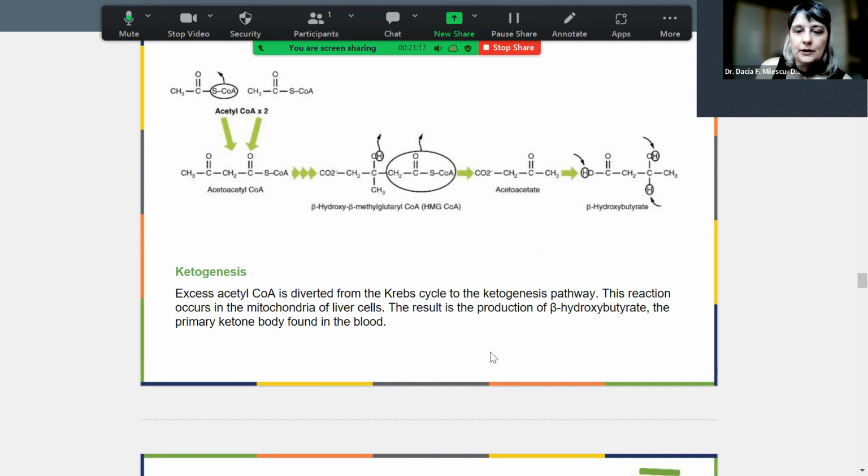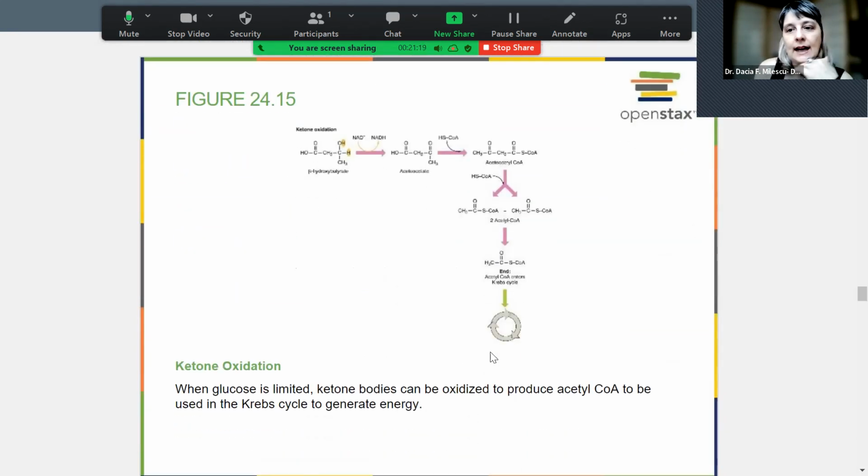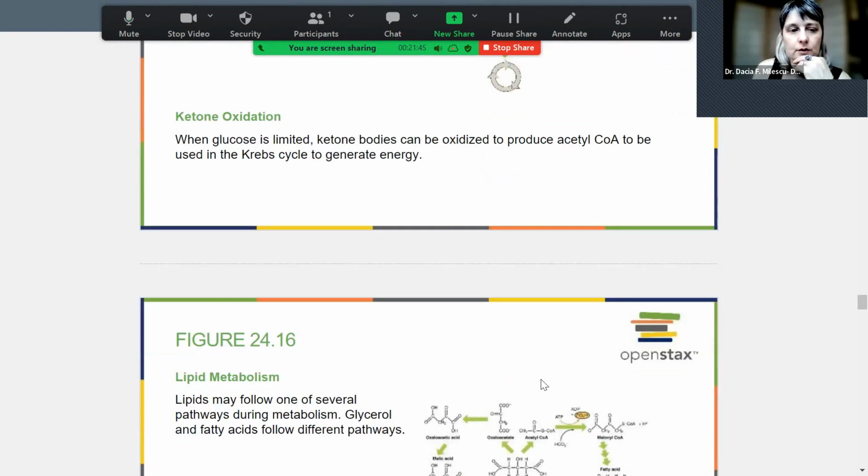And if the ketone bodies are too high, they spill over in the urine. And this is something that we worry about with diabetes. So when glucose is limited, we form ketone bodies. And this is why the body has hyperglycemia in diabetes, but the cells aren't getting the glucose. So we go down that ketone oxidation, because ketone bodies can produce the acetyl-CoA to be used in the Krebs cycle to generate energy in the absence of glucose.